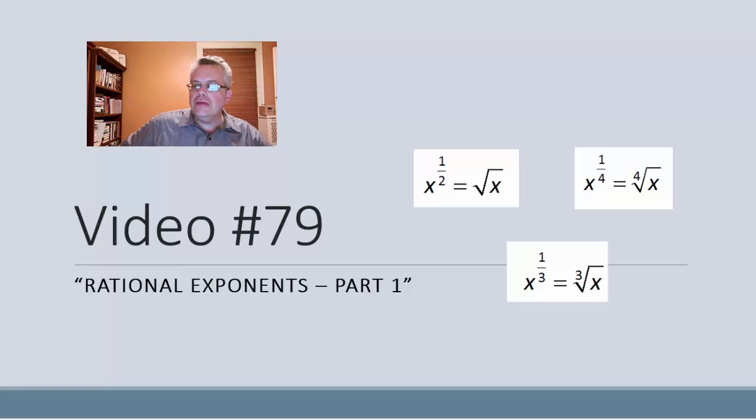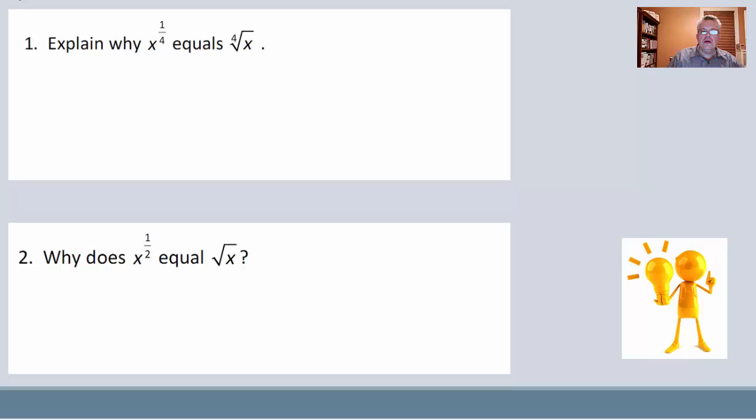I'm Mr. Miller, and today we're going to start doing something that's probably new to most of you. This is about rational exponents, and we're going to talk about how they're related to radicals. Okay, so the first thing we want to talk about is this. We want to explain why x to the 1/4 would equal the fourth root of x.